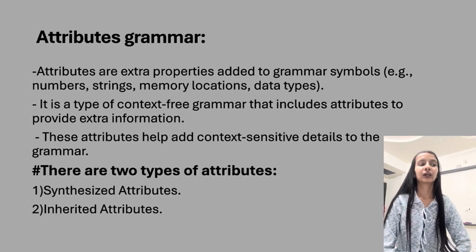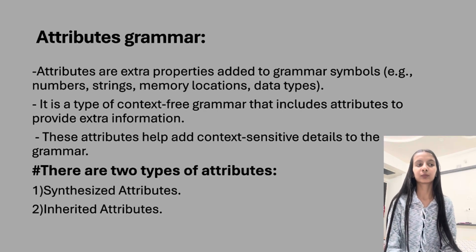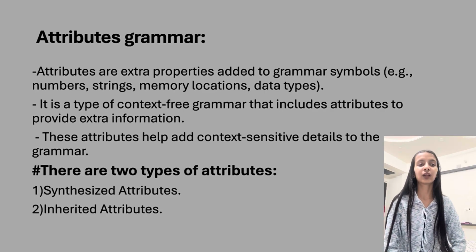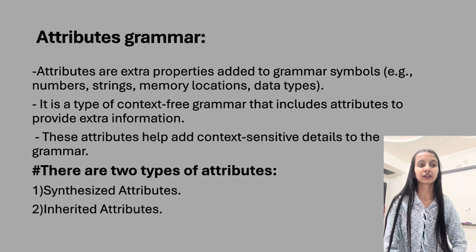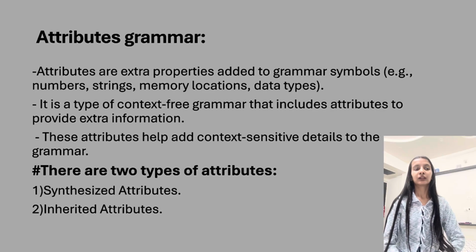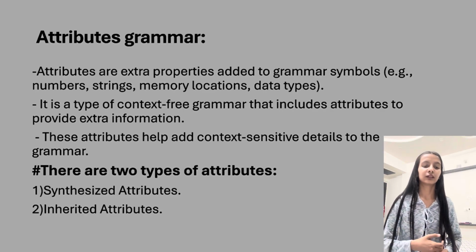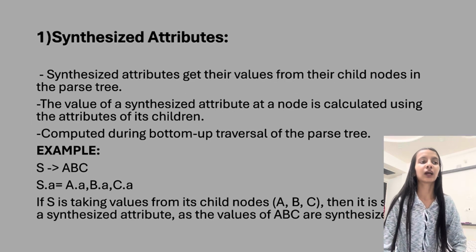Attribute grammar. Attributes are extra properties added to the grammar symbols. They can be numbers, strings, memory locations, data types, anything. It is a type of context-free grammar that includes attributes to provide extra information. These attributes help add context-sensitive detail to the grammar. There are two types of attributes, which are synthesized and inherited. Let's see them one by one. First, we will see the synthesized attribute.